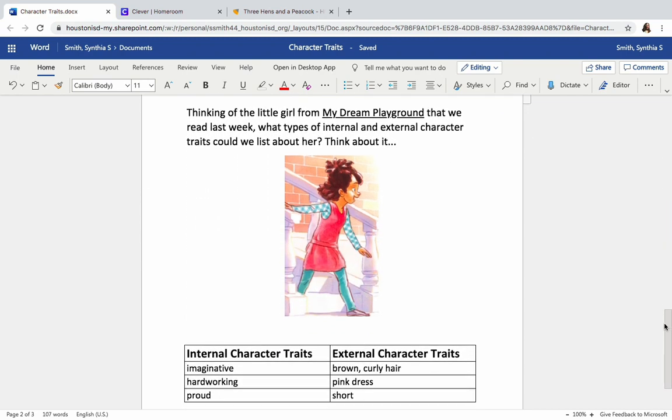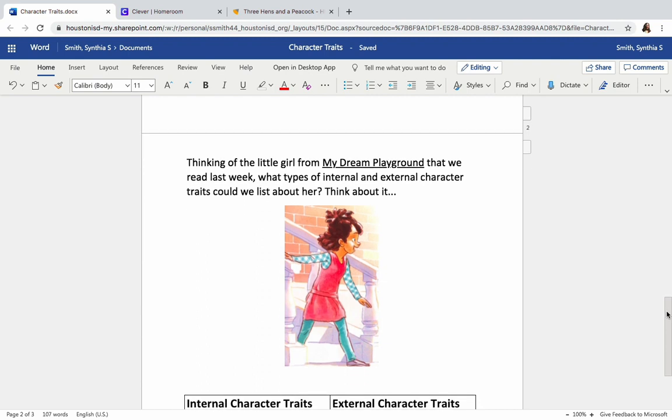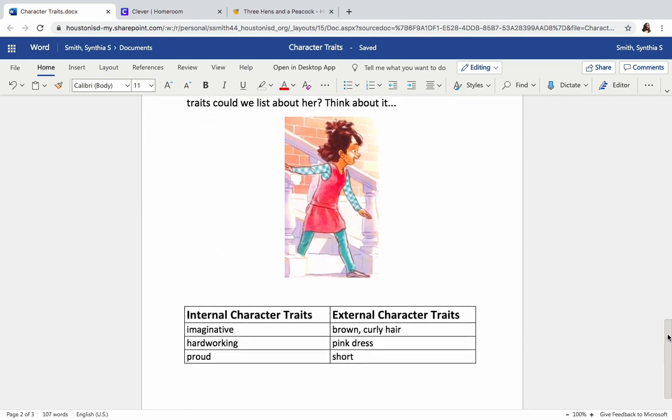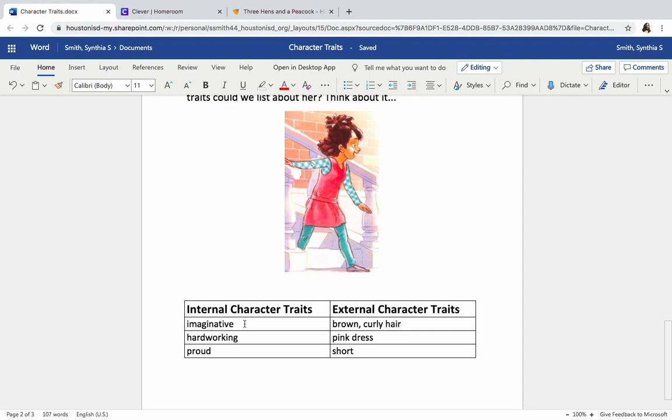Okay, let's think about the little girl from my dream playground last week. What types of internal and external character traits could we say about her? What could we list? So for internal, I put imaginative, hardworking, and proud. Those are all adjectives that we could list about her based on her thoughts, her words, and her feelings. External character traits, I put brown curly hair, pink dress, and short. So the external character traits are things that we could see based on how she looks, based on what we see with our eyes. Okay?